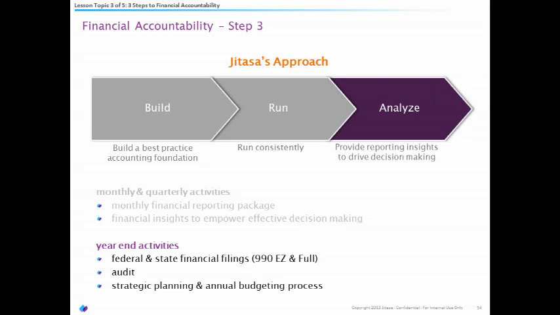Okay, and then finally, we're going to talk about the year-end activities. So again, if you've built it correctly, if you've run it consistently, now at the end of the year, you are ready to prepare your 990s, whether it's an easy or a full. Your accounting structure, if it's set up correctly, should basically give you those numbers that you can put on your forms. Obviously, you should be ready for audit. Again, it should all be set up so your auditor can analyze just about anything. And then again, remember that strategic planning and the next step is working on the annual budget for the following year.